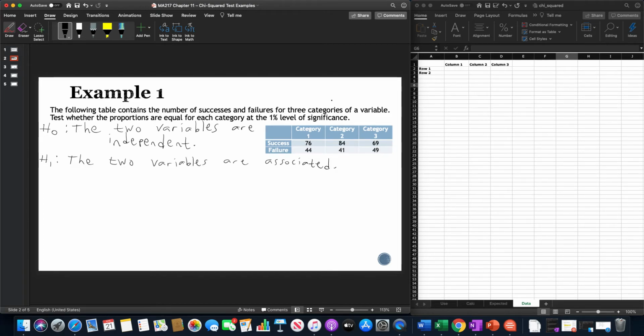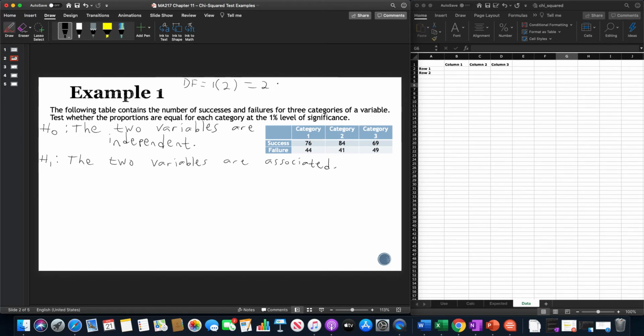This uses a degree of freedom, and let me write that. I'll put that up here. The degree of freedom, we have 2 rows, so if we subtract 1 from that, we get 1, times, we have 3 columns. Again, we subtract 1 from that, we get 2. So degree of freedom for this test is 2.